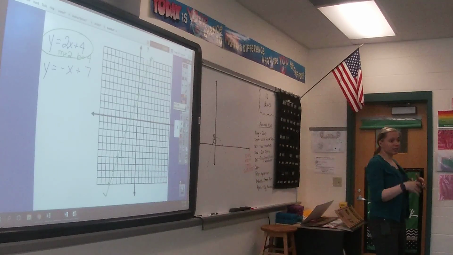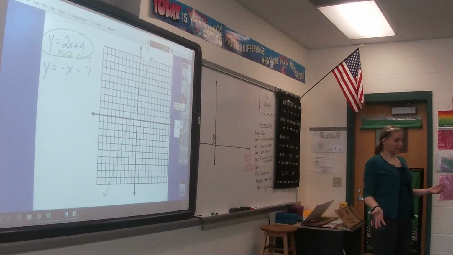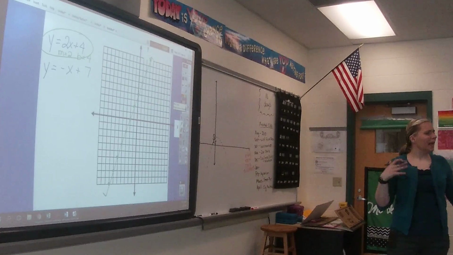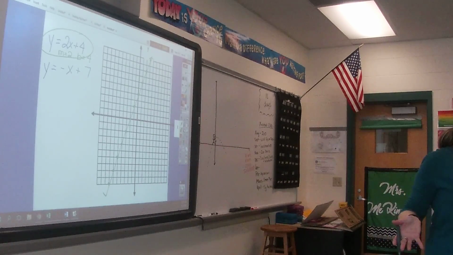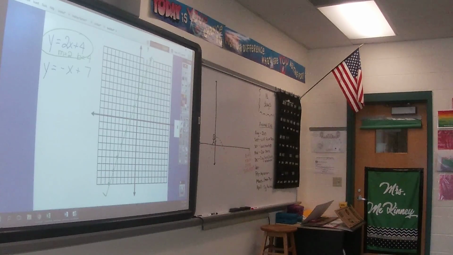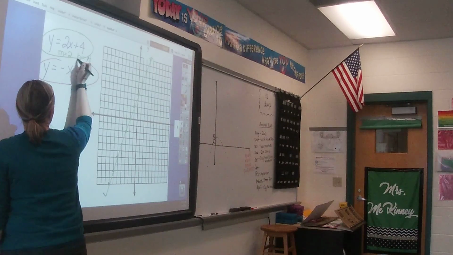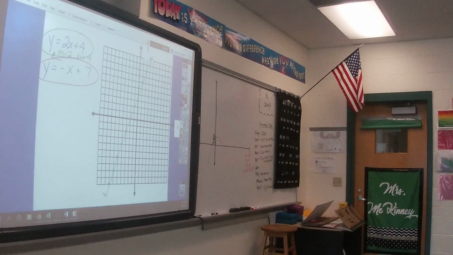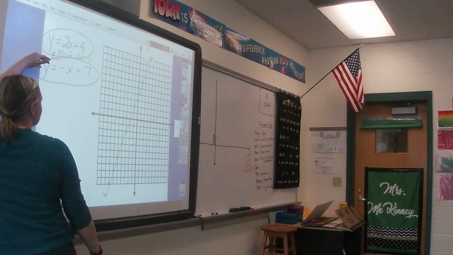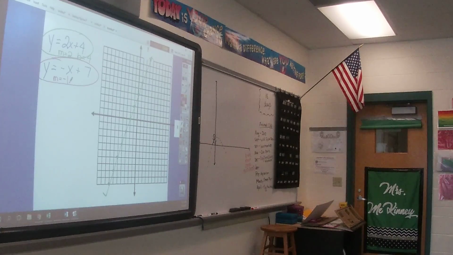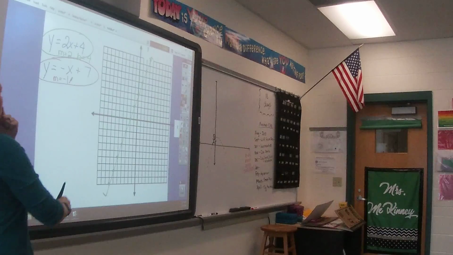Okay, and at this point it looks just like what we did in the POD, right? Now we're just going to kind of pretend that that graph isn't there. Just ignore it for a moment and look at the second equation. Okay, what does m equal? Negative 1. What does b equal? 7.